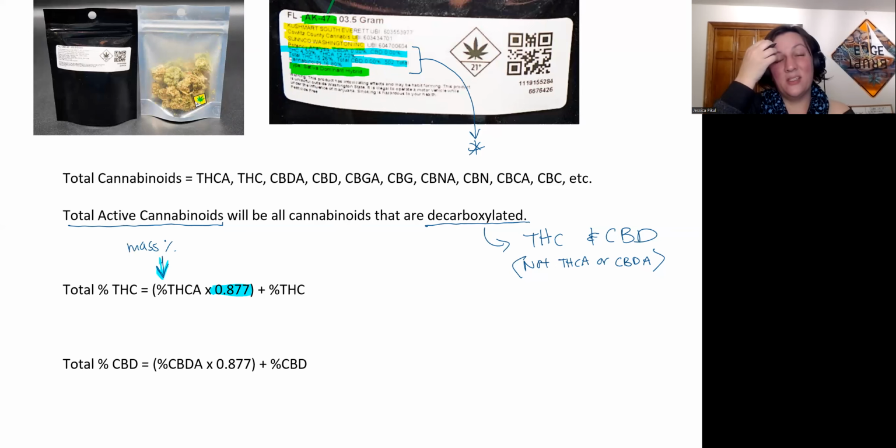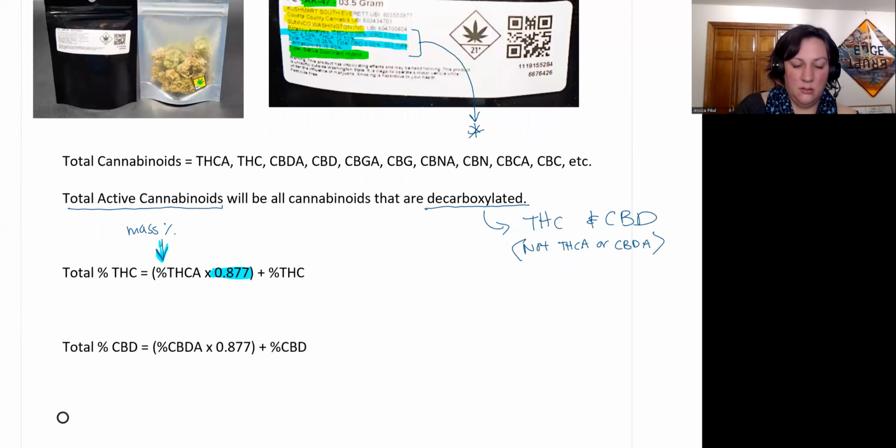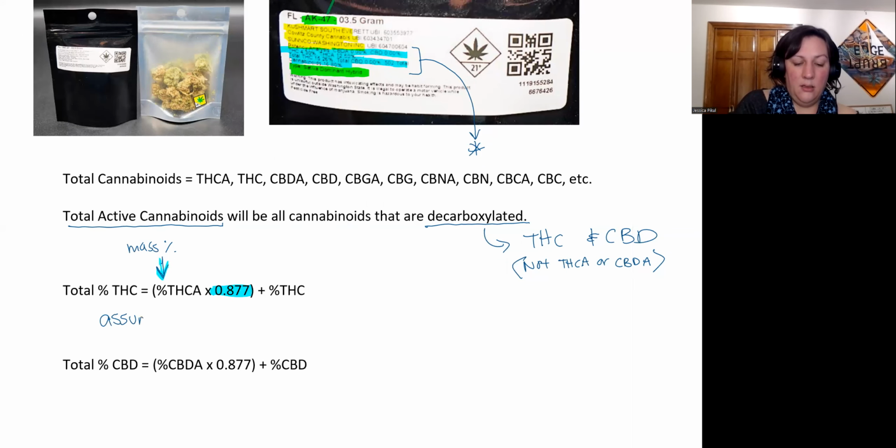And so we have to correct for the fact that these molecules weigh different amounts when we're looking at overall concentration, and correct for that. So this means that these total THC representations are assuming that all of the THCA will convert into THC when it's consumed.